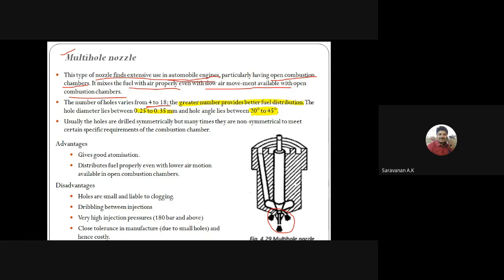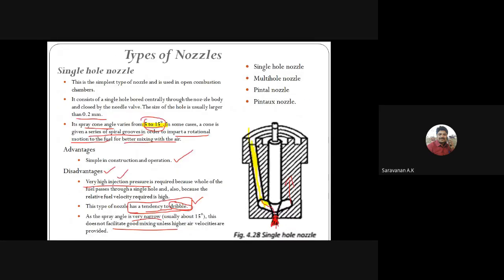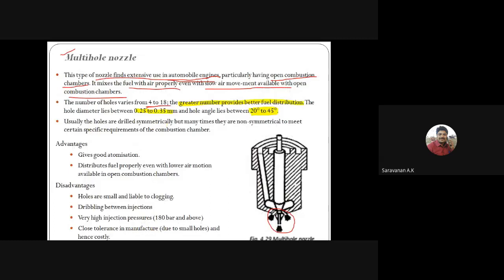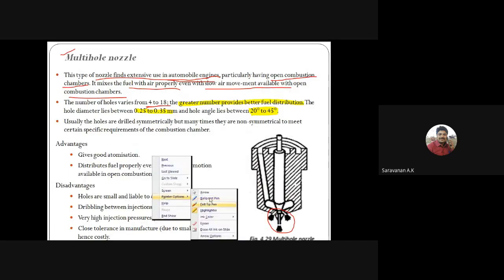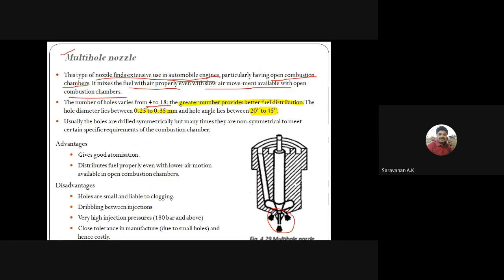At the same time, the cone angle will increase. Here it will be 5 to 15 degrees, and here it will be 20 to 45 degrees. Here also we have some advantages and disadvantages. It will give good atomization, and it will distribute the fuel in a good manner. Why? Because the number of holes will be high, so a greater number will provide better distribution.